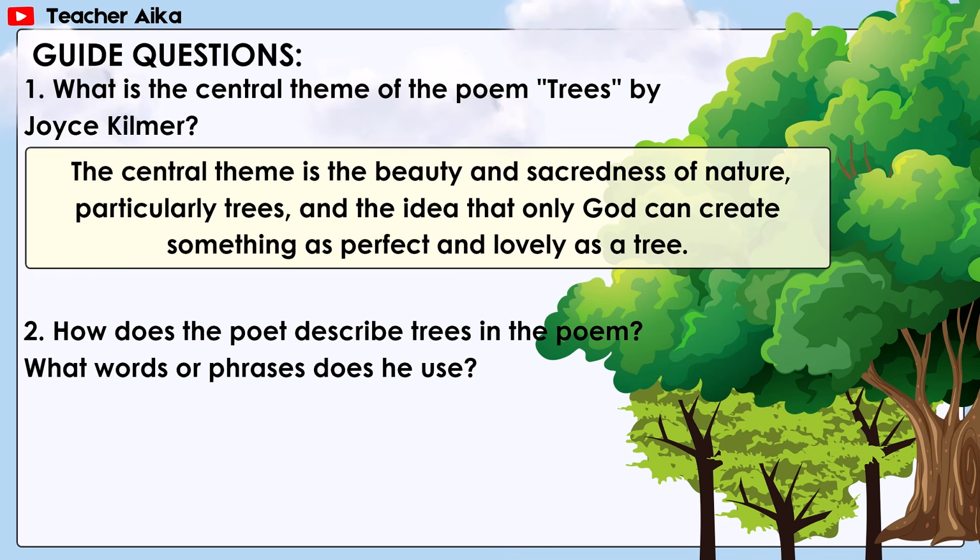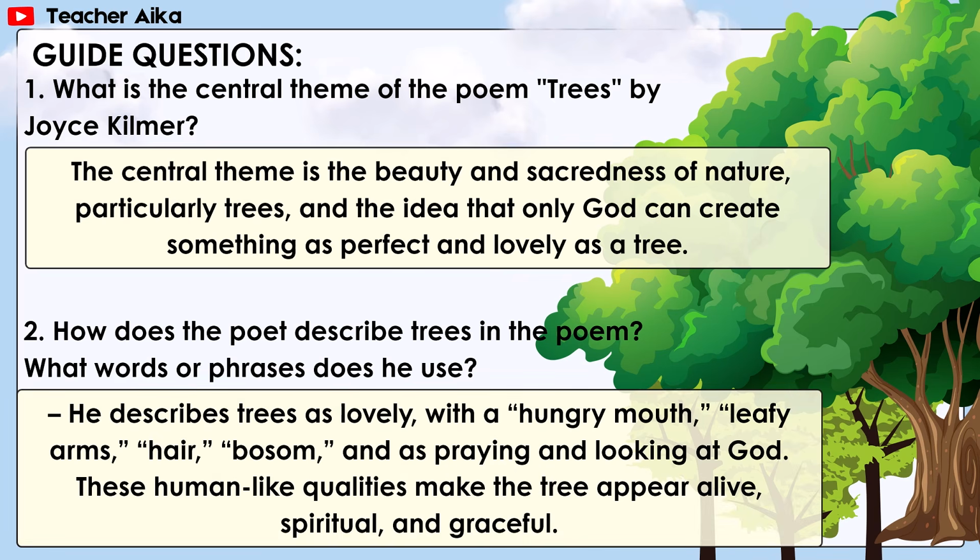2. How does the poet describe trees in the poem? What words or phrases does he use? Answer. He describes trees as lovely with a hungry mouth, leafy arms, hair, bosom, and as praying and looking at God. These human-like qualities make the tree appear alive, spiritual, and graceful.